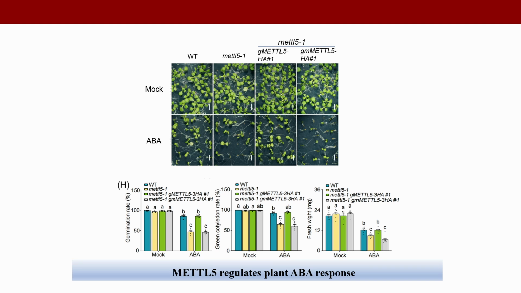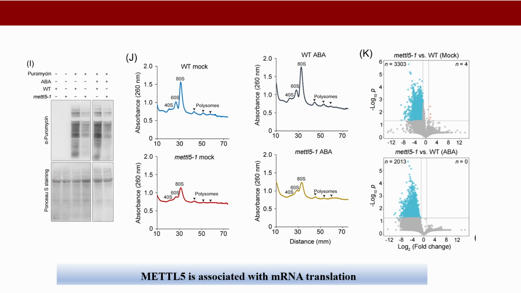Translation activity analysis with SUnSET and polysome profiling indicated a notable reduction in global translation levels in mettl5 mutants compared to wild type under both mock and ABA conditions. Polysome-seq revealed reduced translation efficiency of 3,303 and 2,013 transcripts in mettl5 compared to wild type under mock and ABA treatment, respectively.